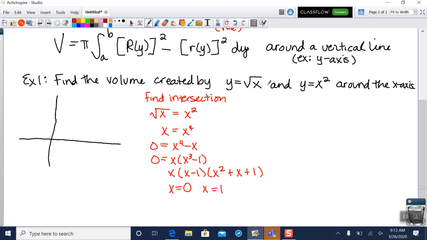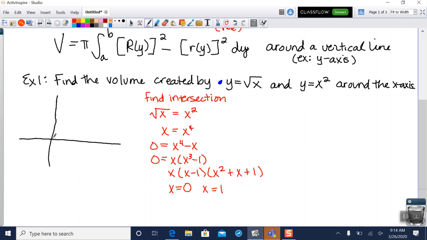So when I plug these numbers in, I want to make sure I pick some numbers between 0 and 1 so I can get a good picture of what these two graphs look like. Okay, so let's go ahead and do our first function. It's going to be our blue function, y equals the square root of x.